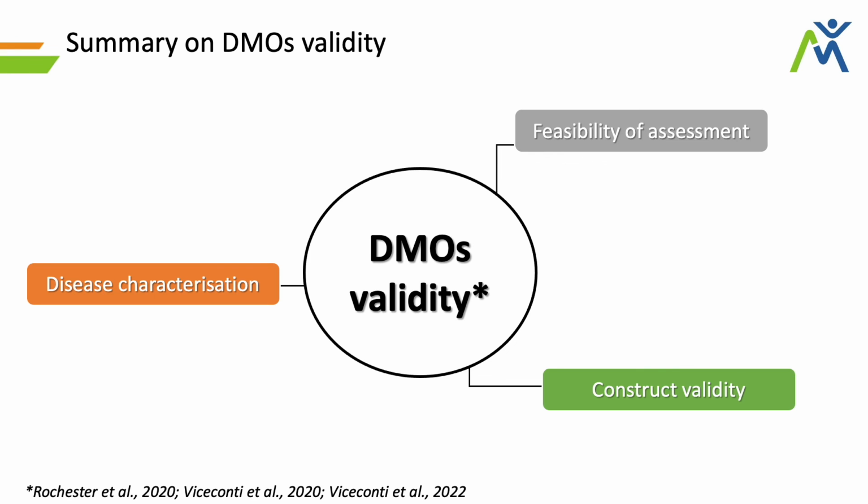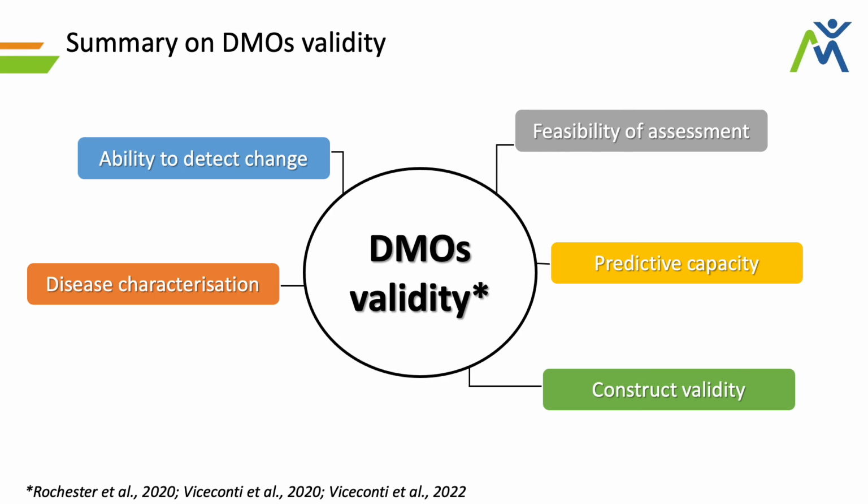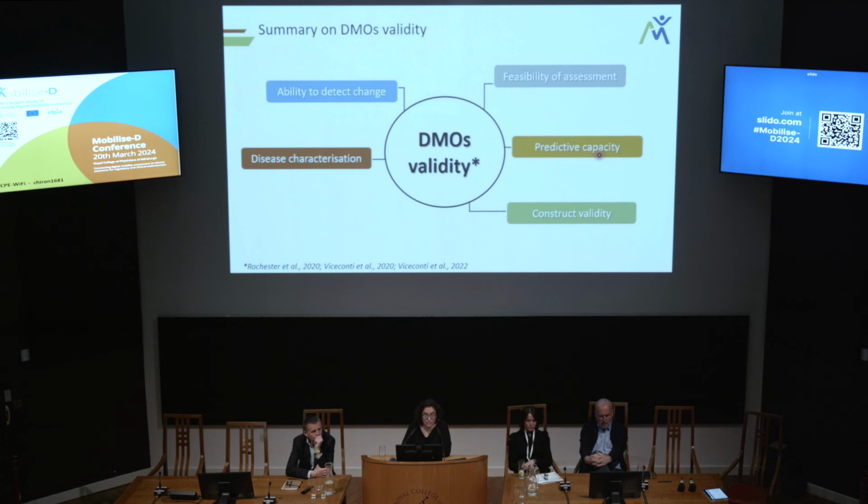We found overall quite good construct validity, but there are differences between DMOs, and there are differences in which DMOs have better construct validity according to disease. So we need to work a bit more on this. Some of the DMOs have good predictive capacity, but others don't, and some outcomes can be predictors and others not. I've not shown everything, but we're working on this. And some of the DMOs, again, are able to identify change when the change happens. And I think that's very important if we are thinking in, let's say, using the DMOs as outcomes for clinical trials.